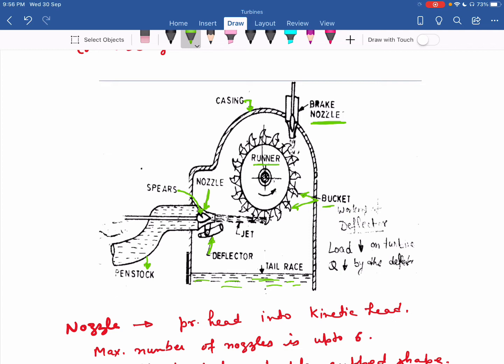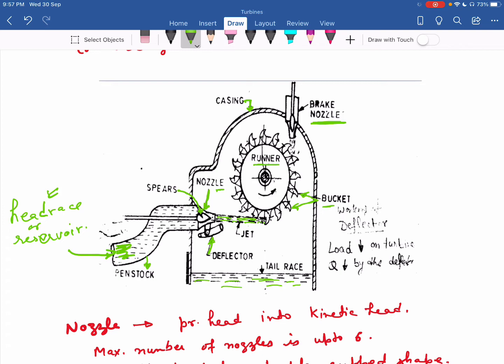Now, if you want to see the working of this turbine, the water from the reservoir is brought to the turbine through this penstock. So water comes to the turbine from the head race or reservoir, through a tunnel as well as the penstock. Now at the end of the penstock, we have this nozzle. The function of this nozzle is to convert the whole available pressure energy of water into kinetic energy, so that the whole available pressure head is converted into kinetic head. With the help of that, you get a jet of very high velocity.